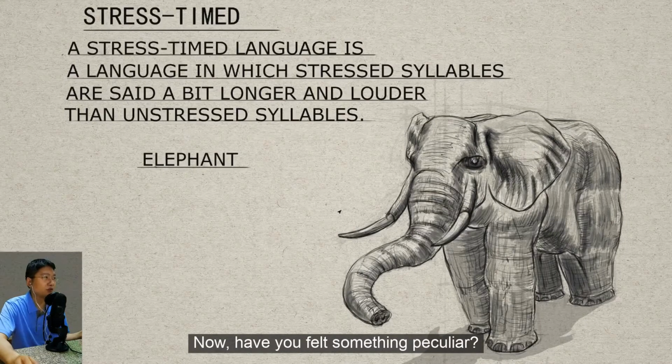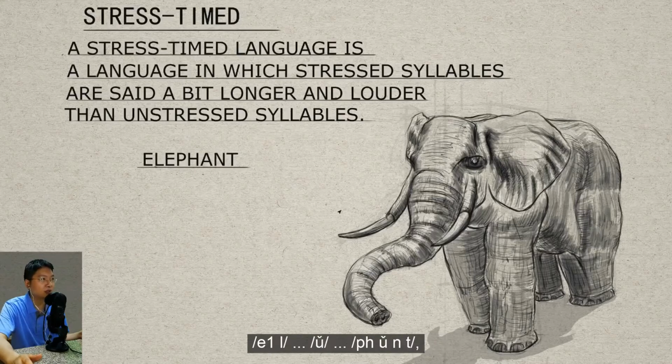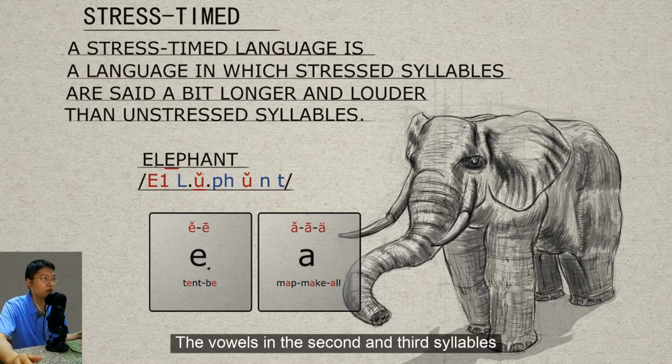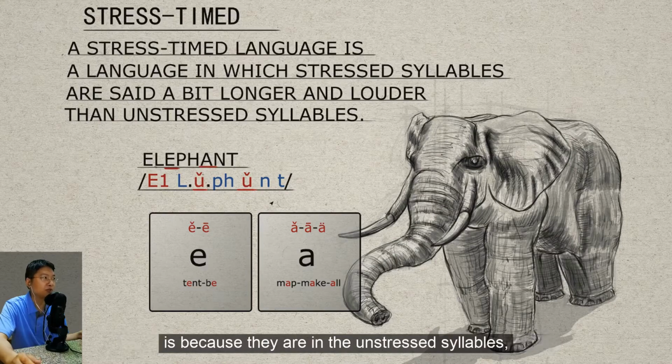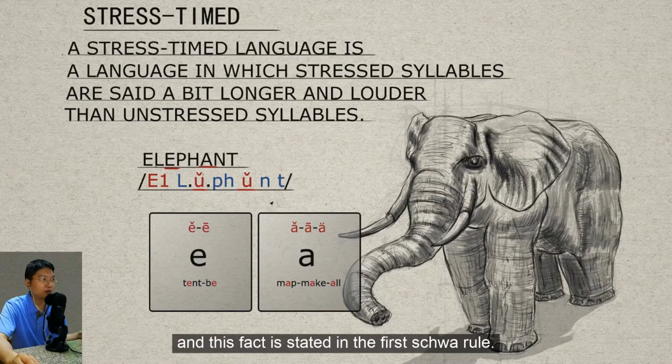Now, have you felt something peculiar? Let's say the word again, "elephant," and take a look at the phonograms that should cover all those vowels. Yes, hope you find it. The vowels in the second and third syllables somehow change to a sound which doesn't exist in the given phonograms. And the reason why those vowel sounds change is because they are in the unstressed syllables. And this fact is stated in the first schwa rule.